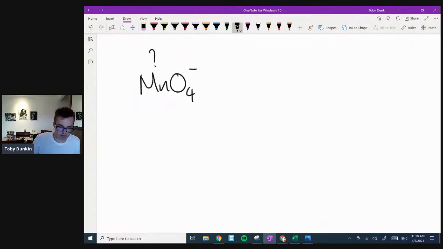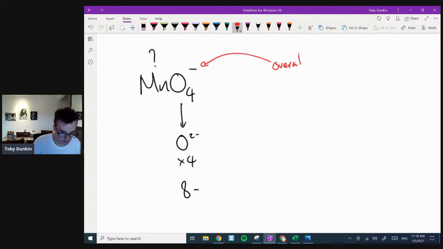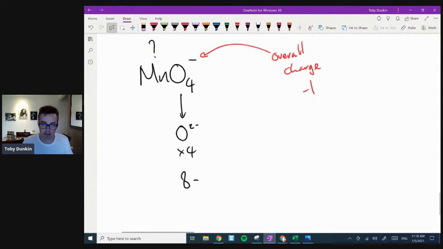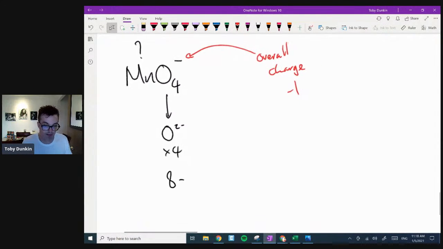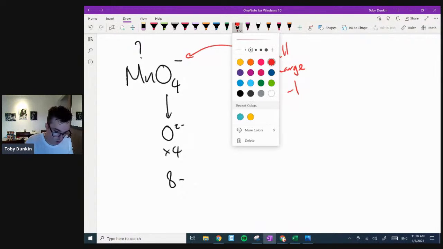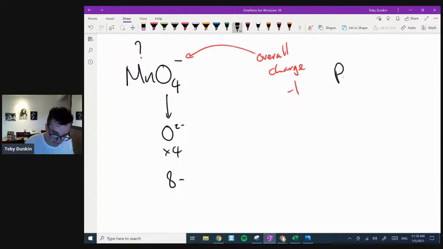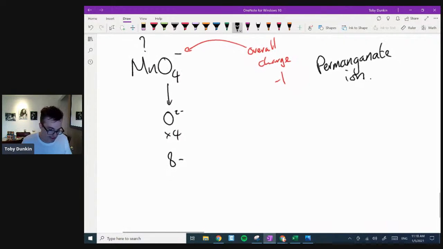The answer is indeed +7. We have O2 minus, it's in its standard, times by 4, minus 8 in total. There is an overall charge, though. Overall charge of -1. Yeah, this is called, by the way, you have to know this guy. This is called the permanganate ion, and yes, it's a bit weird, an old name. You've got to know that for Edexcel. Permanganate ion. And so let's do the maths.